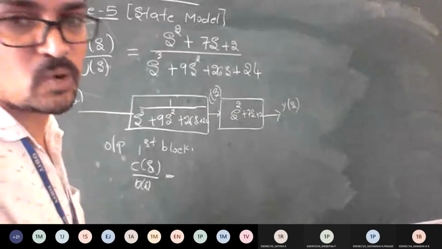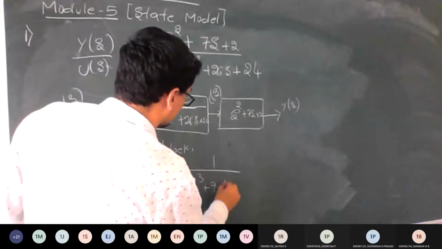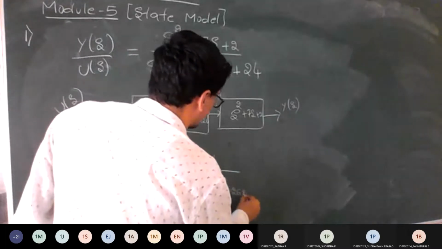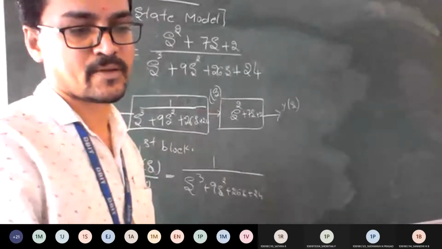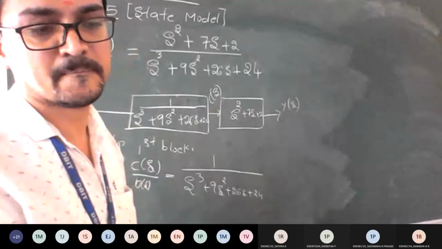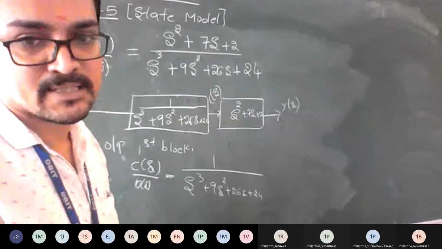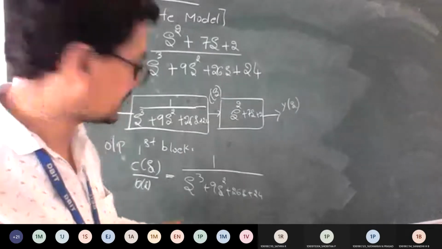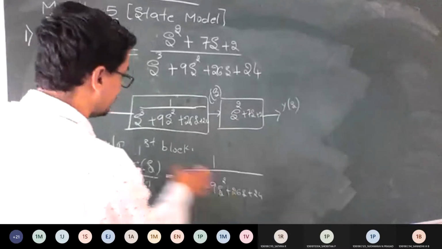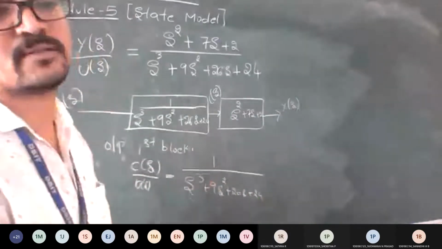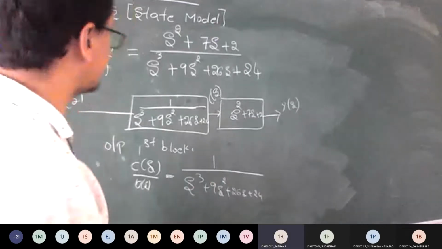Is it fine, guys? So what is the equation? It says 1 divided by S cube plus 9S square plus 26S plus 24. Is it okay till here? Now what can be done? Our ultimate goal is to get a differential equation, right? So can we do cross multiplication here? This complete term into C of S, and U of S into 1. Correct? So proceed with that.